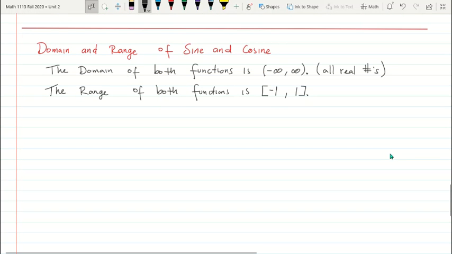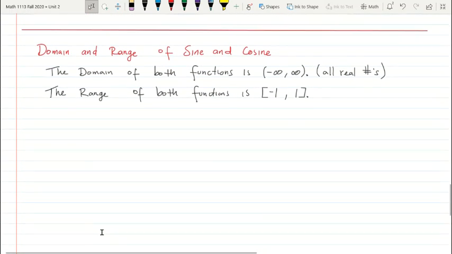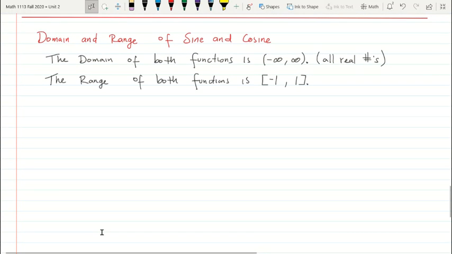To complete the previous figures that we had with the range and domain graphically displayed for sine and cosine, we can say the following. The domain of both sine and cosine is negative infinity to positive infinity, which includes all real numbers. So you are allowed to plug in all the real numbers as an argument into the function sine or cosine. Then you can expect your output, or the range, to fall between negative 1 and 1 inclusive. That's why we use the square brackets, because it includes the value negative 1 all the way up to the value positive 1.